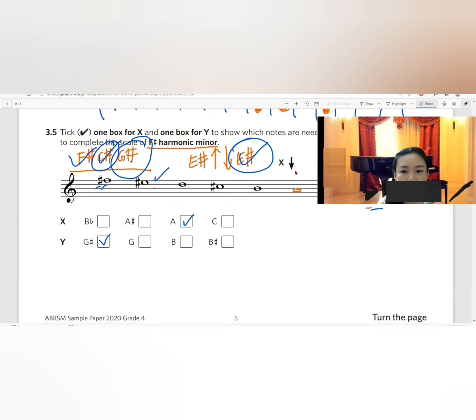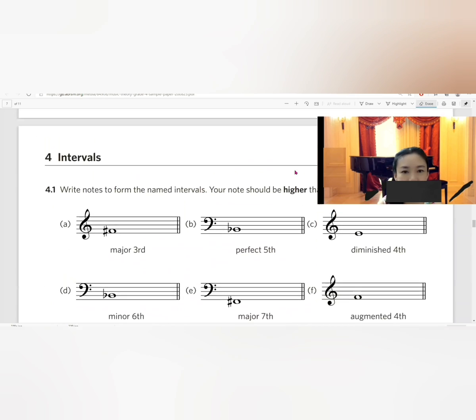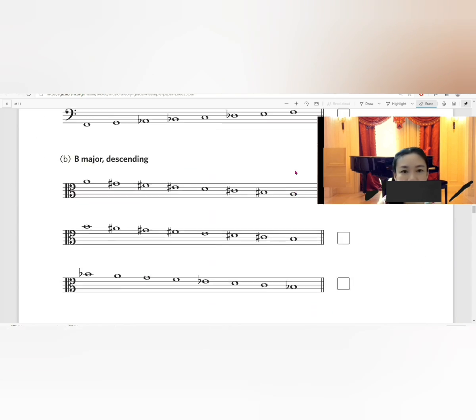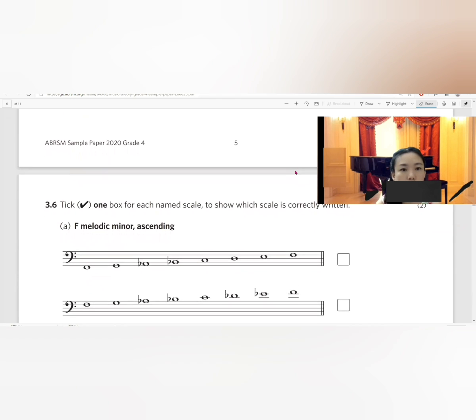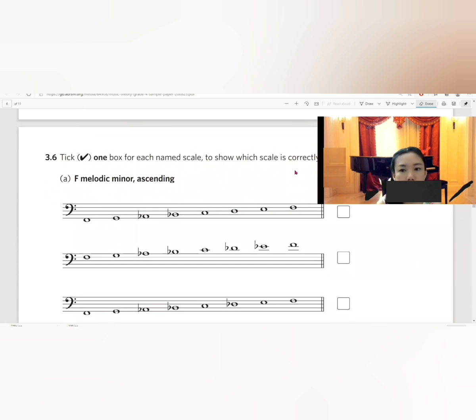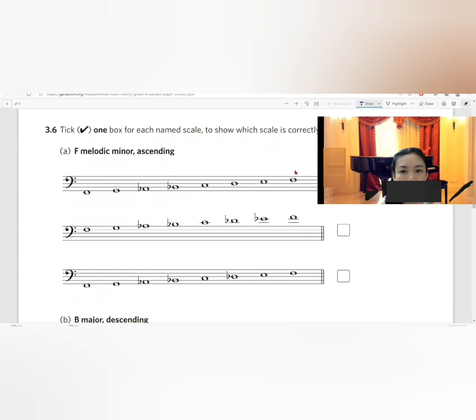Let's continue to the next question. Tick one box of each named scale to show which scale is correctly written. So the first one is F melodic minor. For F minor, we have four flats: B, E, A, and D flat.